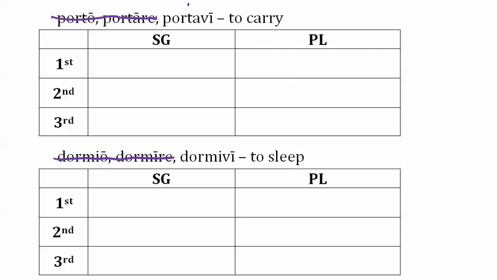The third principal part, the one right here, is the one we're concerned with. However, this form in the dictionary definition is the perfect tense, so we need to ignore the ending. The perfect tense first person singular ending is that long I, so we're just going to take that right off. Everything in front of that long I is our stem, and remember the stem for the perfect and the pluperfect are the same. So we're going to take this stem, portav or dormiv, ending in that V, and we're going to put that in all the boxes.